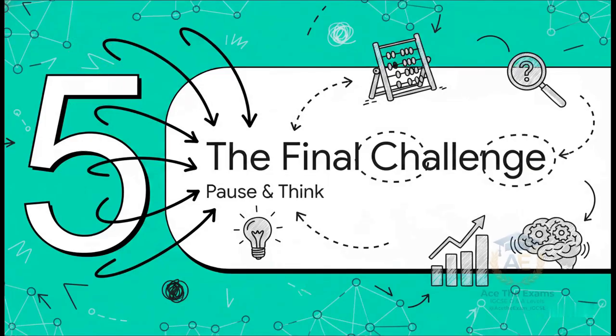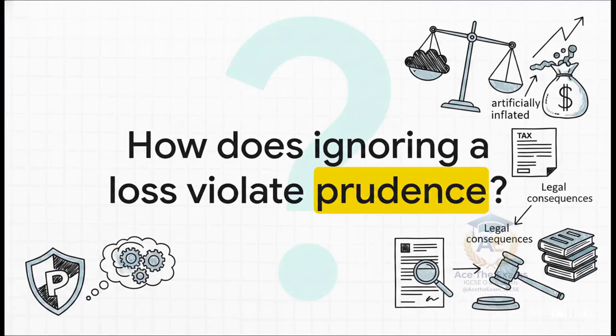Clear, practical advice. Which brings us to our final segment today, the Pause and Think Challenge. Okay, here is your ultimate A-star challenge. We want you to pause this explainer in a moment and completely trace this cause-effect chain on a piece of paper. If you ignore a financial loss, how exactly does that violate the prudence concept?